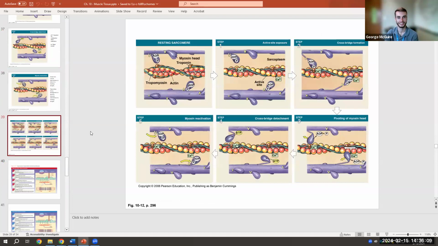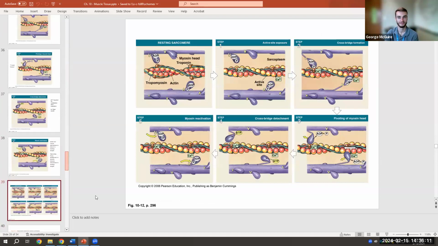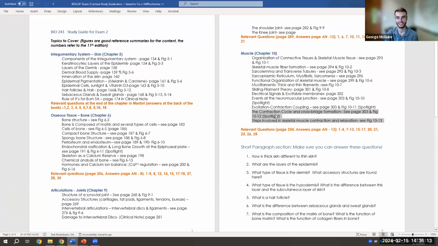So there's all of that together. I think everything I said there addressed all three parts of this. Excitation-contraction coupling, referring to the neuron and the muscle cell reacting to this excitation, to that action potential. The contraction cycle and cross bridge formation, which is that myosin head attaching to the thin filament and pulling it. And then steps involved in contraction and relaxation.